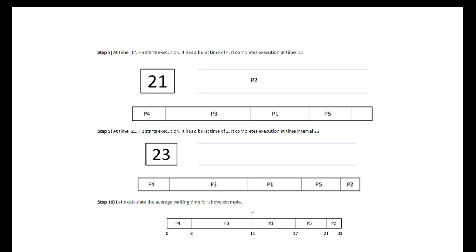So at time 21, P2 starts execution. It has a burst time of 2. It completes execution at time 23. So step 10, let's calculate the average waiting time for the previous example.